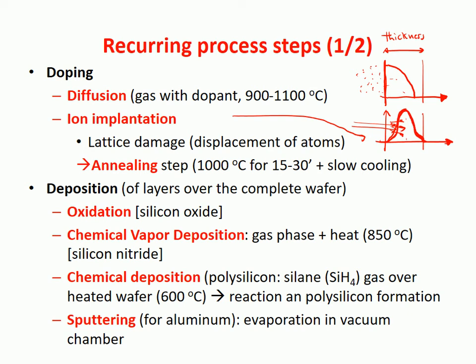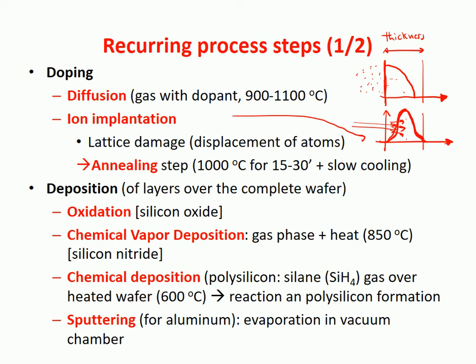The drawback of the second process is that you have some lattice damage, because the doping ions that you shoot into the wafer sometimes hit the silicon atoms and then displace them from the crystal. So typically you need a subsequent annealing step, which means you need to put the wafer into an oven at a very high temperature in order to let the silicon wafer heal itself. By putting the silicon wafer into an oven, you let the silicon atoms readjust again and recover their initial position in the lattice.